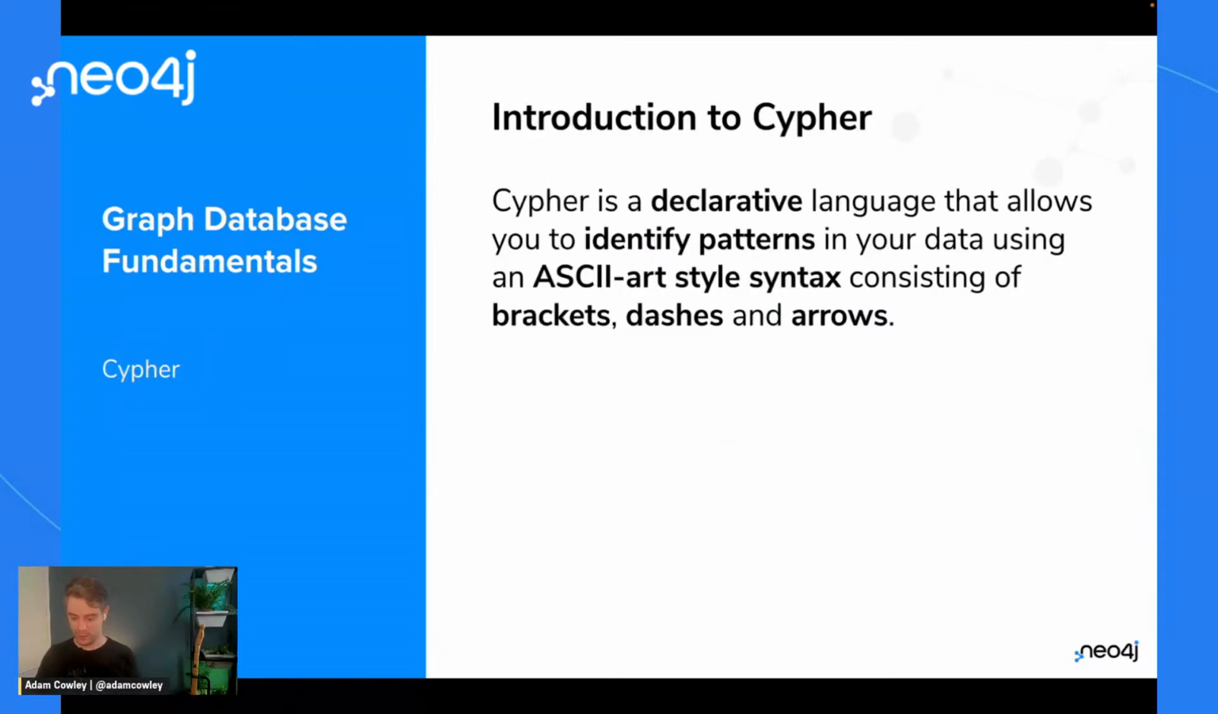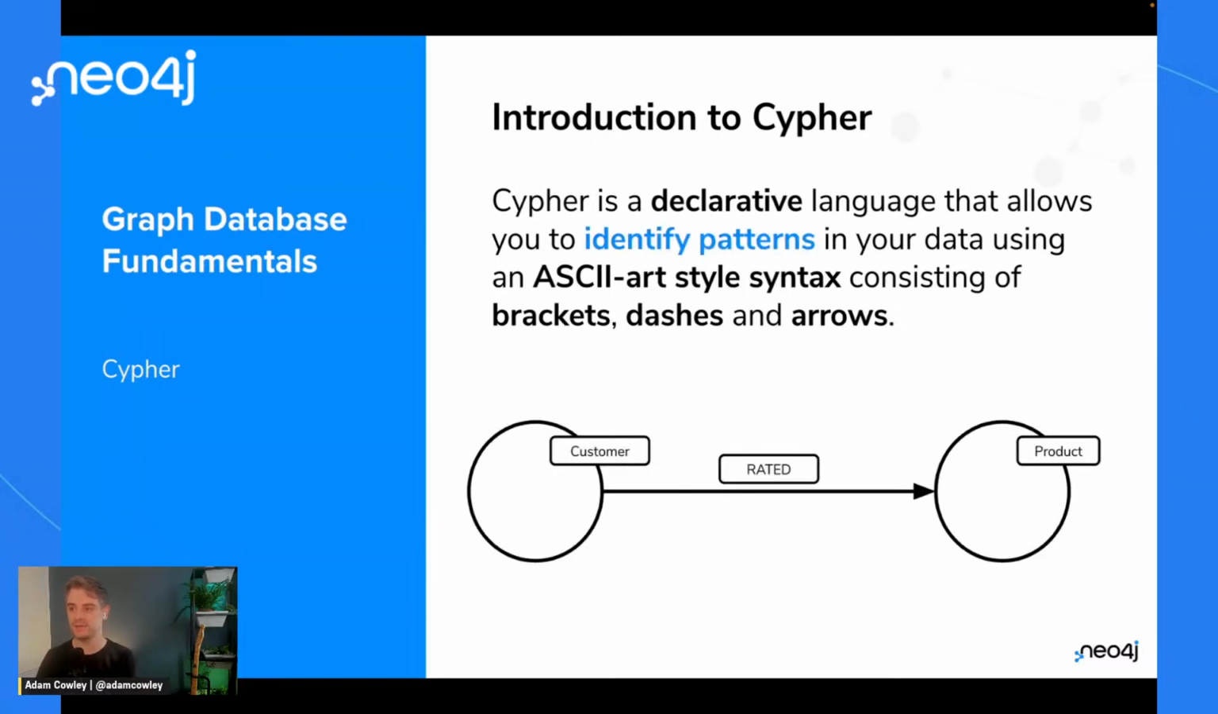And the way we query this structure of nodes and relationships is with a language called Cypher. So Cypher is a declarative query language that allows you to identify patterns in your data. So in this case, a customer who has rated a product. And we do that by drawing the patterns on screen using an ASCII art style syntax.